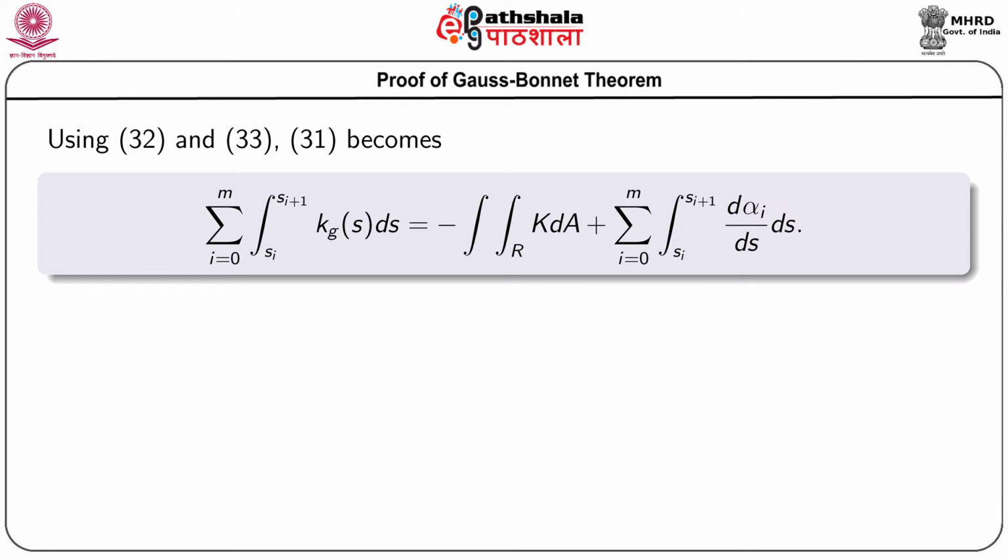summation i equals 0 to m, integration s_i to s_i plus 1 kappa_g(s) ds equals minus double integration over R of K dA, plus summation i equal to 0 to m, integration s_i to s_i plus 1 d alpha_i ds ds.